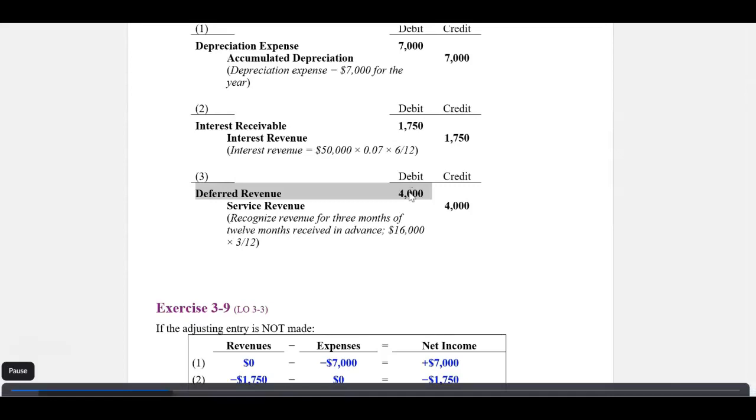So bottom line, if you don't record this number 1, accumulated depreciation, your balance sheet will be also overstated by $7,000 for net fixed asset. So your net fixed asset for equipment, let's say, will be overstated. So you will have higher asset balance. As you see, if you don't do your adjusting entry, you're gonna have an issue with your income statement, and you're gonna have an issue with your balance sheet. So technically, your whole financial statements will be useless.